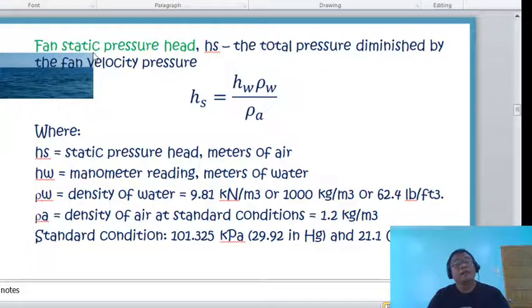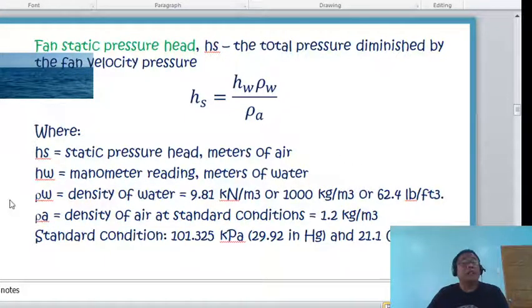So, if there is a manometer installed in the installation of a fan or a blower, you can easily identify that height of water, and then substitute that here in this equation, multiplied by the density of water, divided by the density of air. The density of air, class, can be determined using the formula PV equals mRT, or mass over volume equals density, or density equals P over RT.